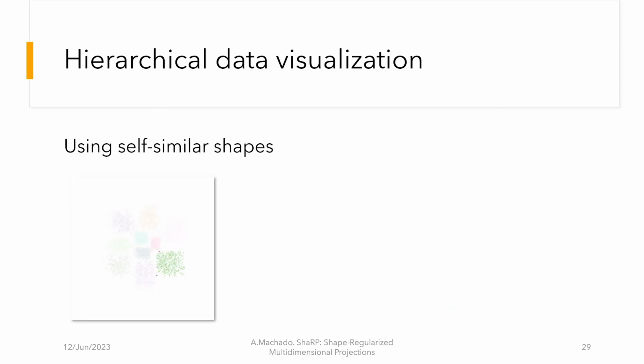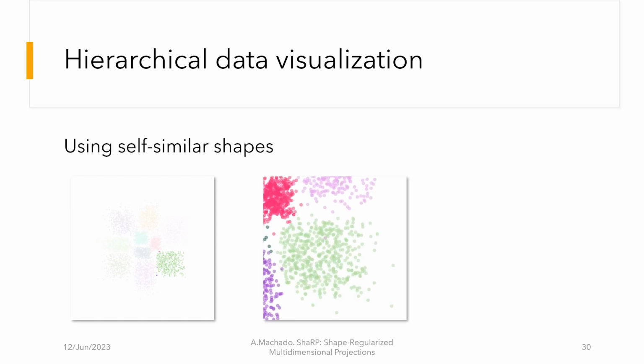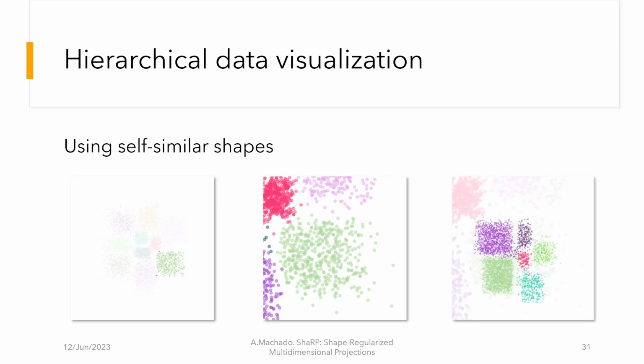Another thing we can do with this algorithm is to do hierarchical data visualization. And for example, by using a self-similar shape for sampling, what we can do is zoom in to specific parts of the projection and recluster it or re-project it using a different variable, for example, label information or pseudo-label information, and get something that fills up the same space, splits into the same type of shape, and allows for this nice hierarchical navigation.